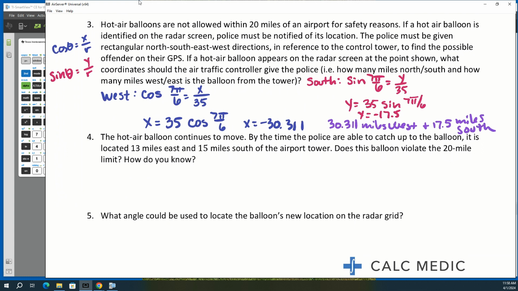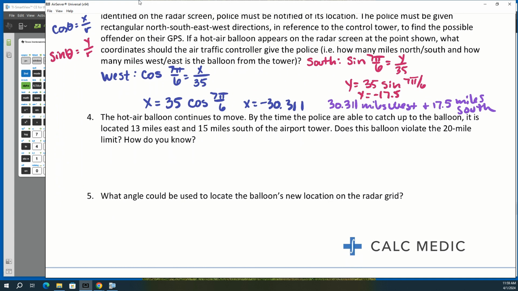All right, the hot air balloon continues to move. By the time the police are able to catch up to the balloon, it is located 13 miles east and 15 miles south of the airport. Does this balloon violate the 20-mile limit?